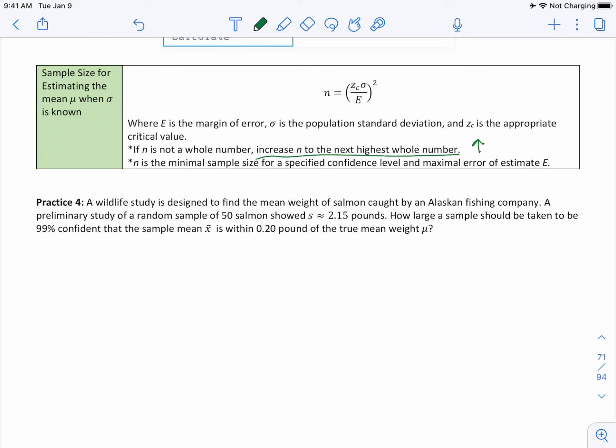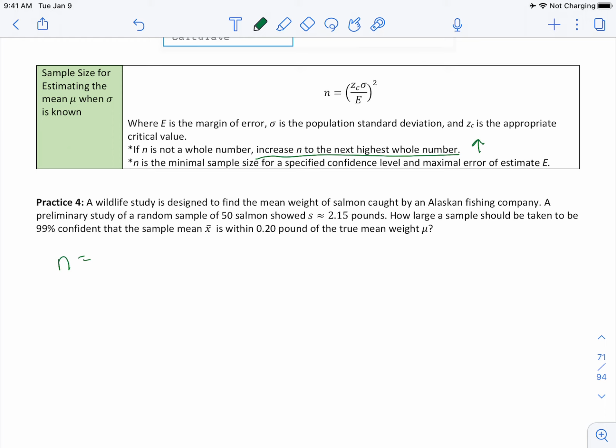So a wildlife study is designed to find the mean weight of salmon caught by an Alaskan fishing company. A preliminary study of a random sample of 50 salmon showed s equals 2.15 pounds. How large a sample should be taken to be 99% confident that the sample mean x bar is within 0.2 pounds of the true mean weight mu?